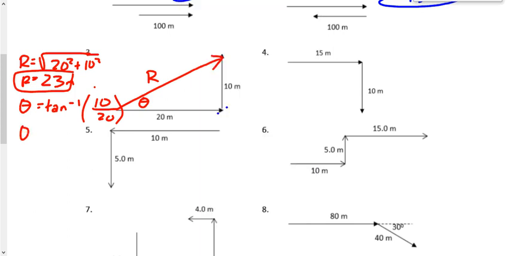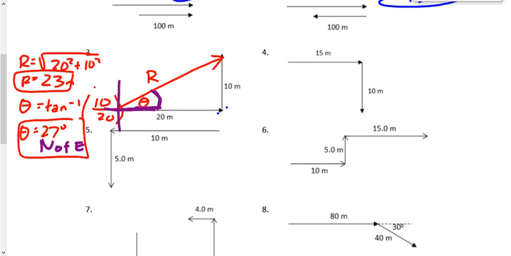27 degrees. Now, this angle has to be measured from something. You can see in this case, I think, that it's measured from the east axis, but yet we go north from east. So we're going to say it's 27 degrees north from east, or 27 degrees north of east. Question number 4. 23 meters at 27 degrees north of east.